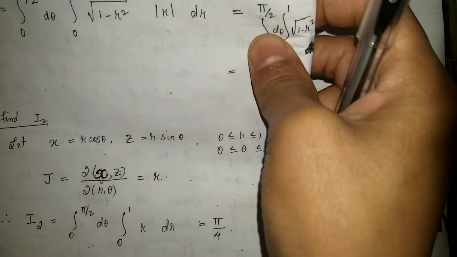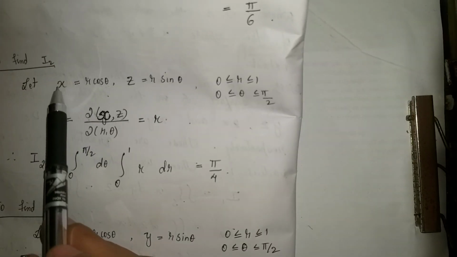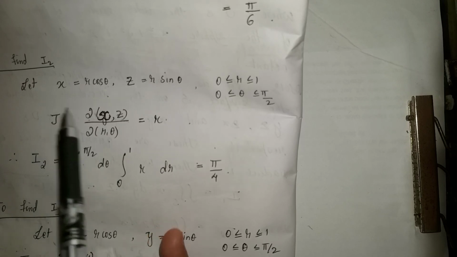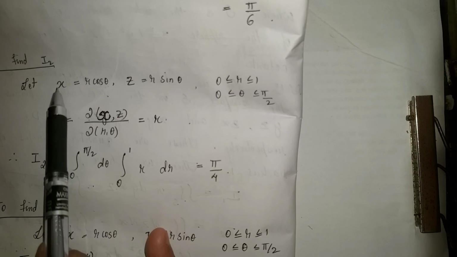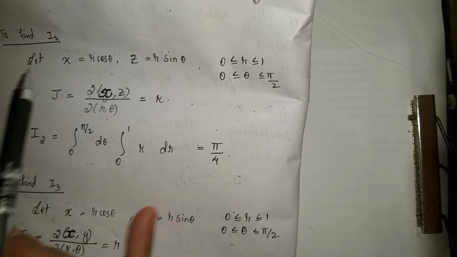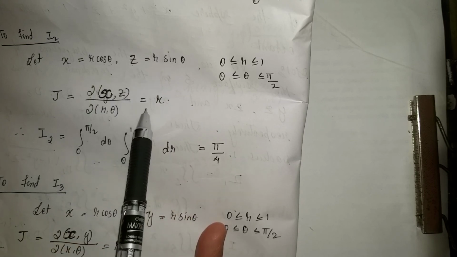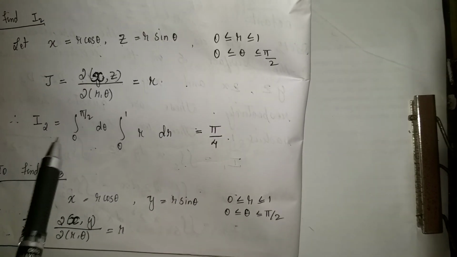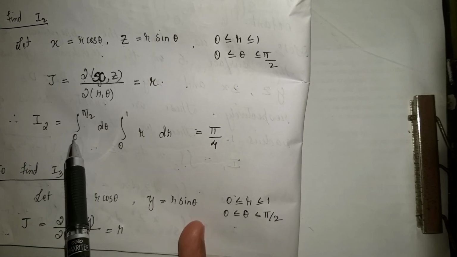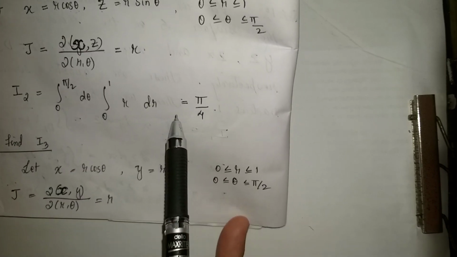Similarly, you will have to do the same thing for I2. You project S on the xz plane and you will get a quarter circle, and you parameterize for x and z. You'll have the same thing. You find out the Jacobian since you're changing from xz to r theta, so you'll get the Jacobian equal to r. Then you evaluate for I2. Theta is varying from 0 to pi by 2 and r is varying from 0 to 1. Then you'll have pi by 4.